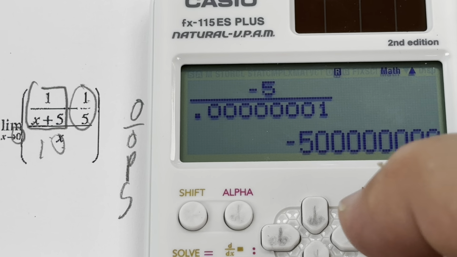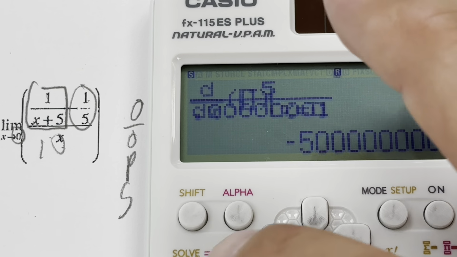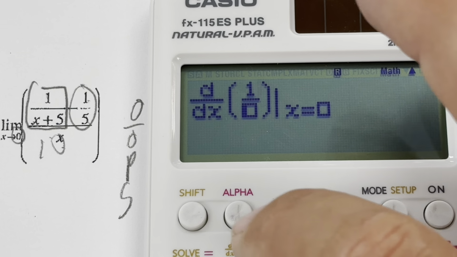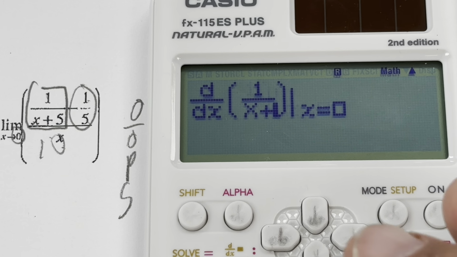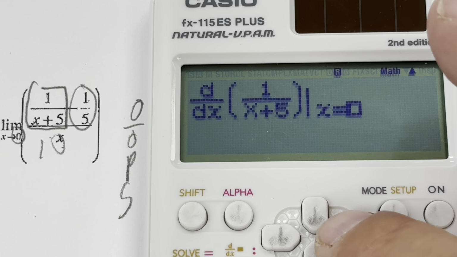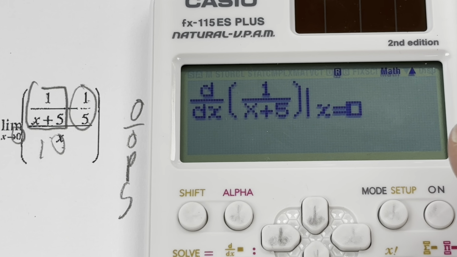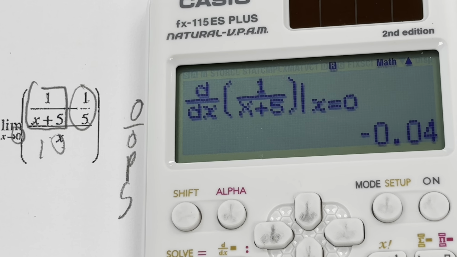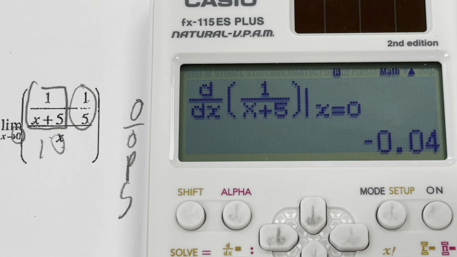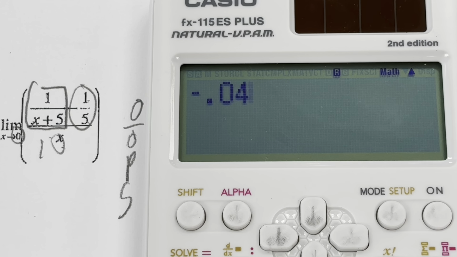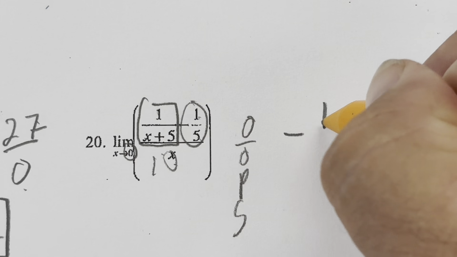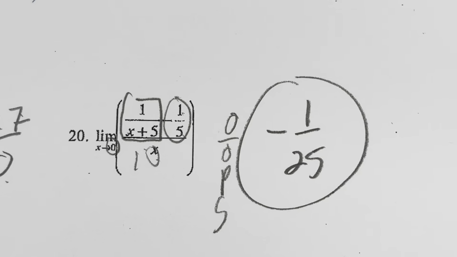So I'm going to take the derivative of 1 over x plus 5, evaluated at 0, and that'll be my limit. Negative 0.04. That was cute. Let me type that in. Negative 0.04, and that gives me negative 1 over 25. Negative 1 over 25.